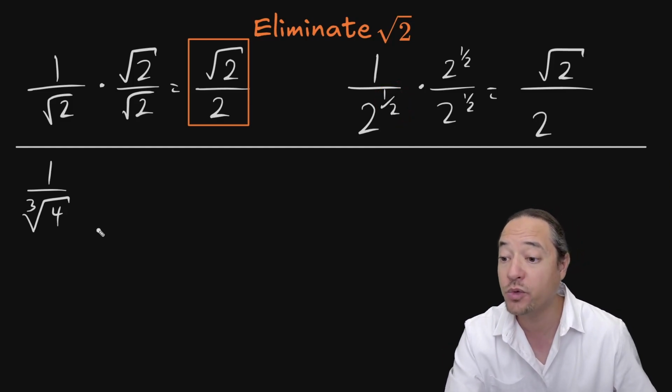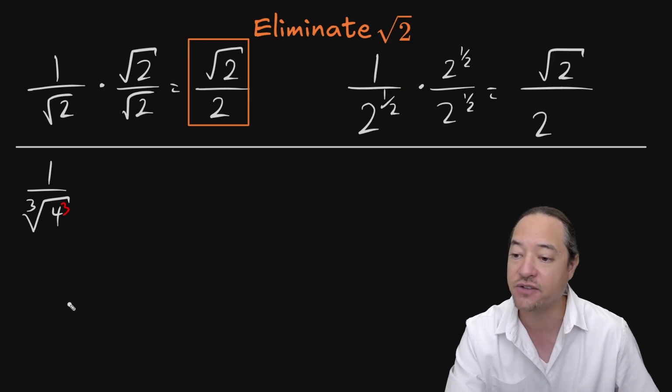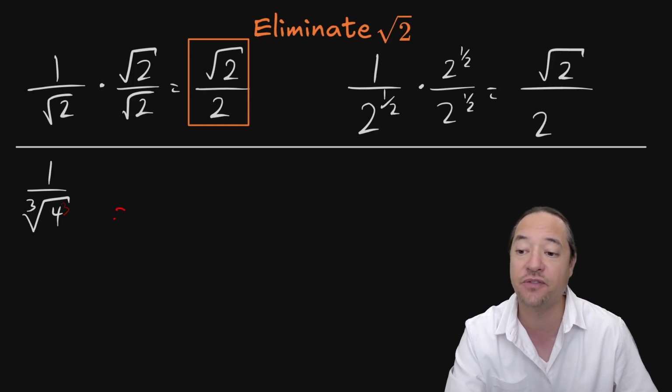So what would we try to do here? Essentially, our goal is to get this as a 4 cubed, because once we have the cube root of 4 cubed, that'll just be 4. So right now we don't have that.